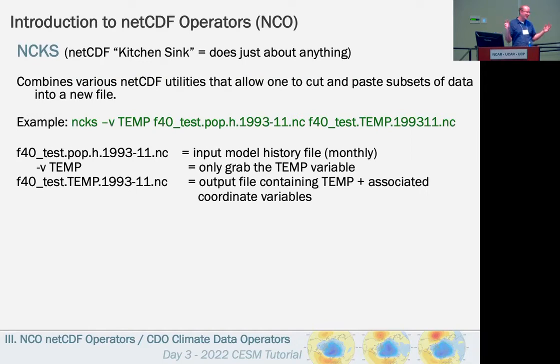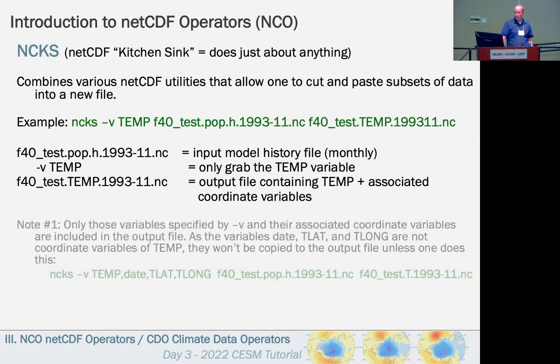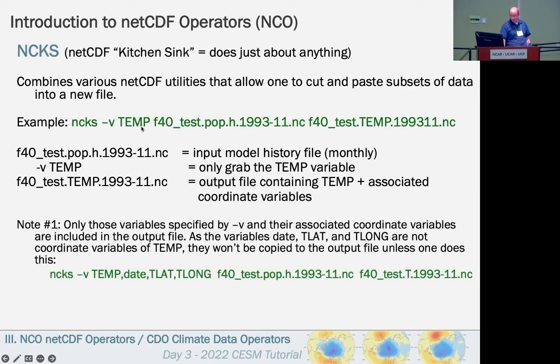Then there's NCKS, which is everything they couldn't figure out how to give its own NCO operator. It literally stands for kitchen sink because it's everything in the kitchen sink. And it can do a ton of stuff. I'd recommend looking at the documentation if you're interested. But what's frequently done is it's used to pull out variables from these time slice files. So, for example, I have a POP ocean file here that has a bunch of different variables on it, and I just want temperature. So I can use NCKS to pull out just temperature. Of course, I can do that for multiple variables. You can just make a list of variables.